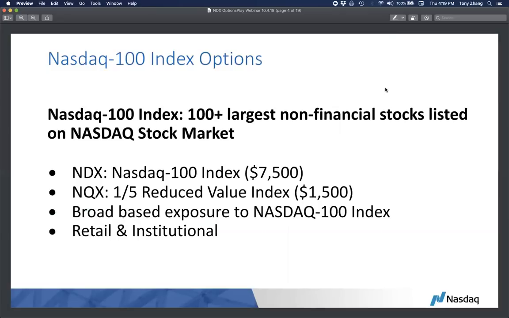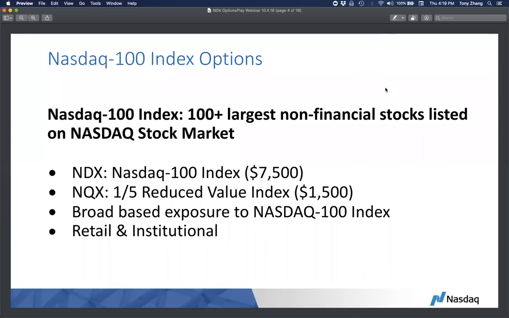So let's start off by talking about the Nasdaq-100 Index Options. So before we talk about the index options, we want to talk about the Nasdaq-100 Index. So the Nasdaq-100 Index is the top 100 largest non-financial stocks listed on the Nasdaq stock market. And what you can trade is options on this underlying index.